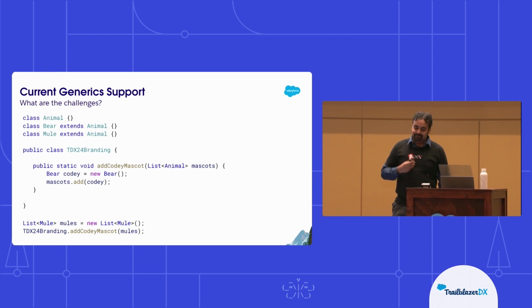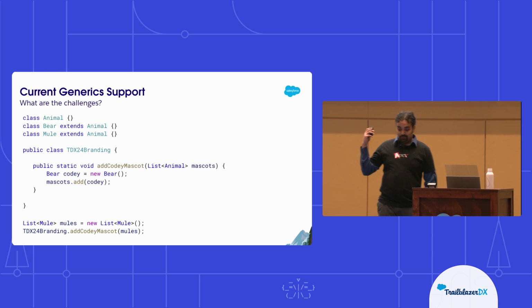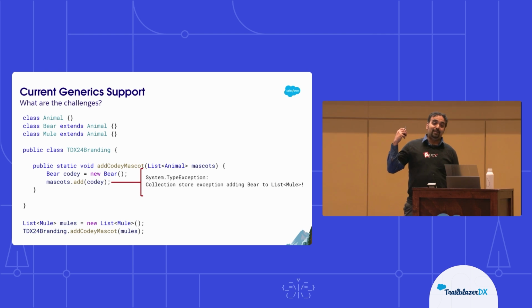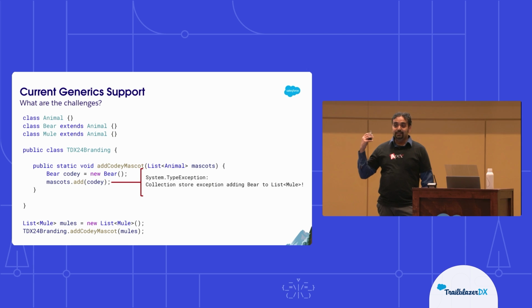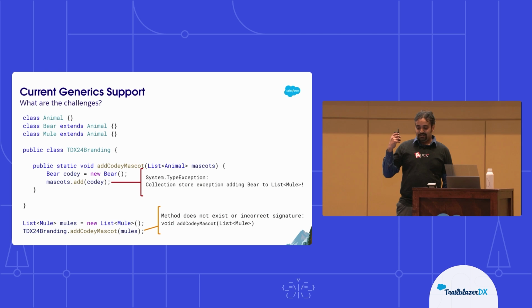Much to our disappointment, this code compiles. Not only does it compile, when you run it, it throws a runtime error. This is super bad. The runtime error here says you can't store a bear in a list of mule. And that's kind of bad because it did not prevent the second developer from making a mistake. The Apex compiler ideally should have been able to stop you there and say, you can't do this. You can't call a method with the wrong type.